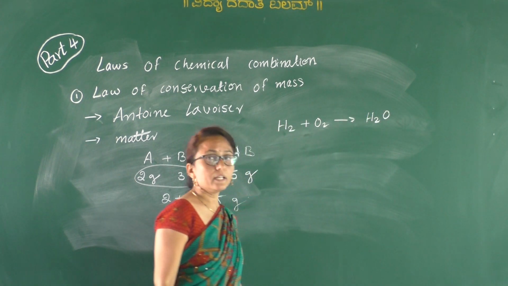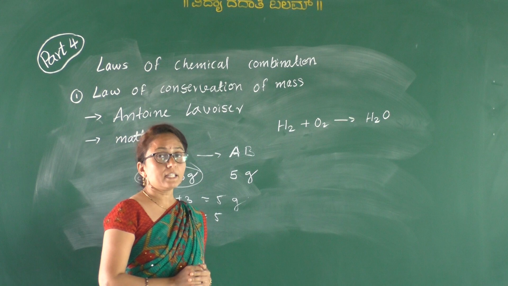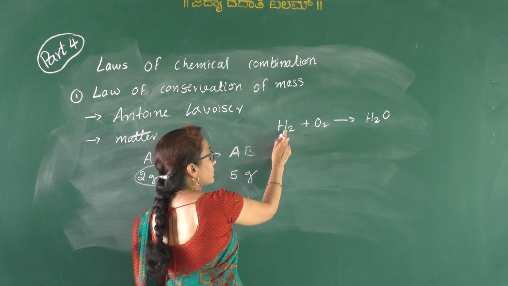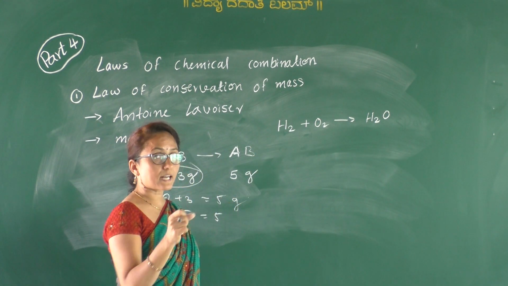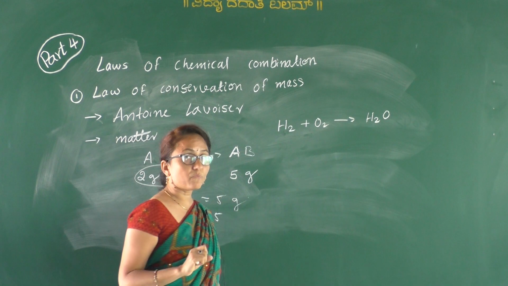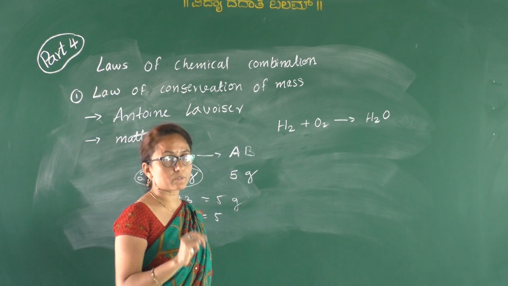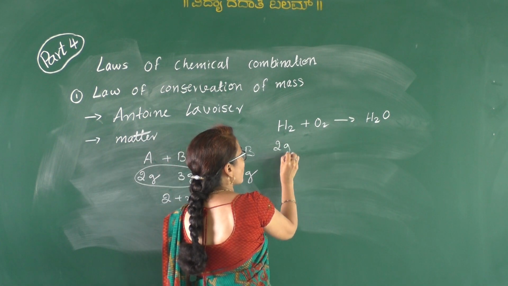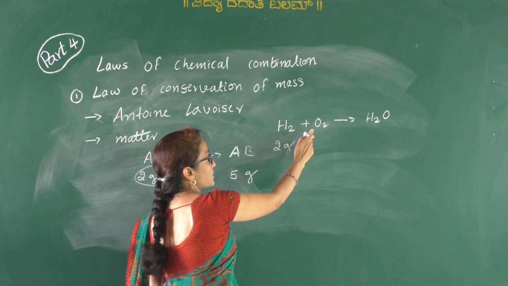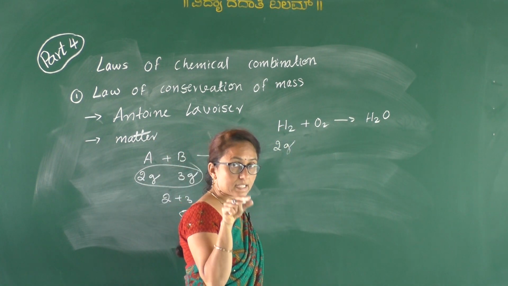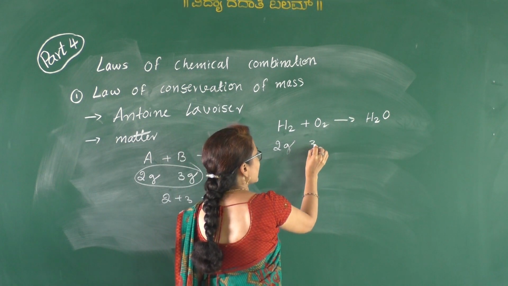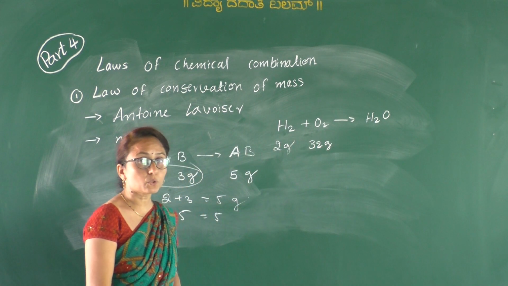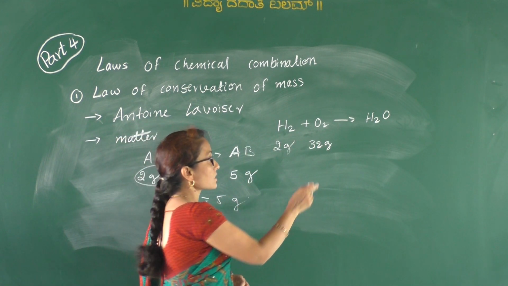So if you calculate the masses of hydrogen, oxygen and water. If you take 2 hydrogen atoms, consider the atomic masses. 1 atom means 1 gram, so 2 atoms of hydrogen means 2 grams, because the atomic mass of hydrogen is taken as 1. So 2 grams of hydrogen combines with, we know the atomic mass of oxygen is 16, therefore 2 oxygen atoms means 32 grams. So 2 grams of hydrogen combines with 32 grams of oxygen. Now the mass of the product formed.